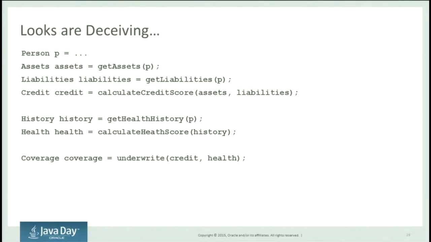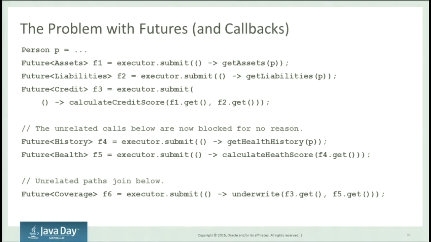So is there a solution to this? The answer is yes. How can you solve this problem? You can solve this problem by doing those lengthy operations on separate threads. This way, this synchronous blocking code is now becoming asynchronous parallel code. So you're going to do get assets on a separate thread, then you're going to do get liabilities on a separate thread. You're going to calculate the credit score on a separate thread.